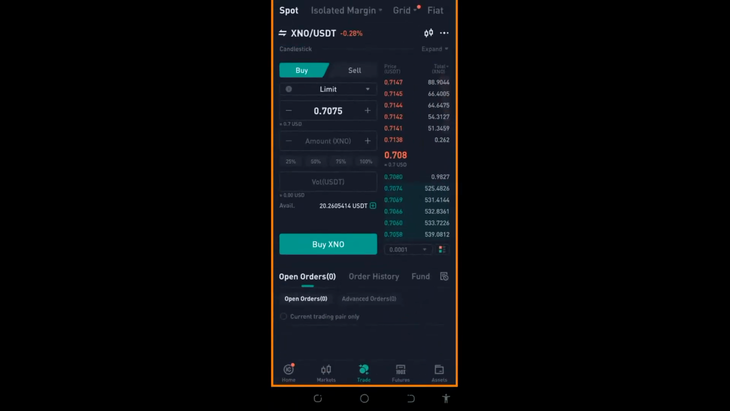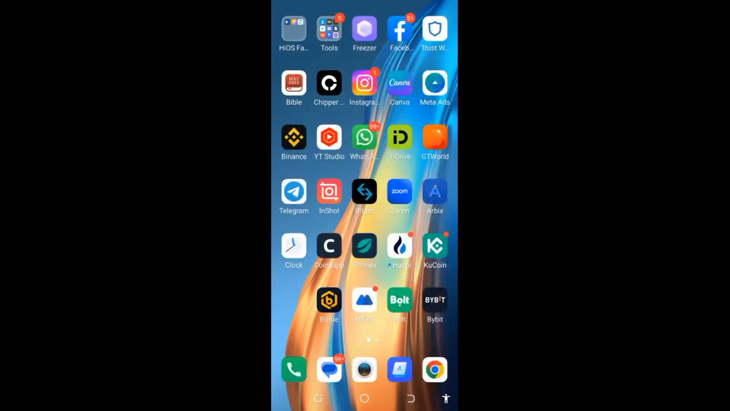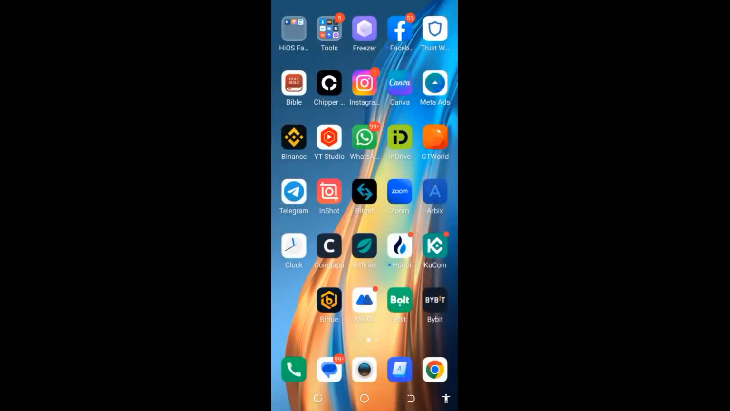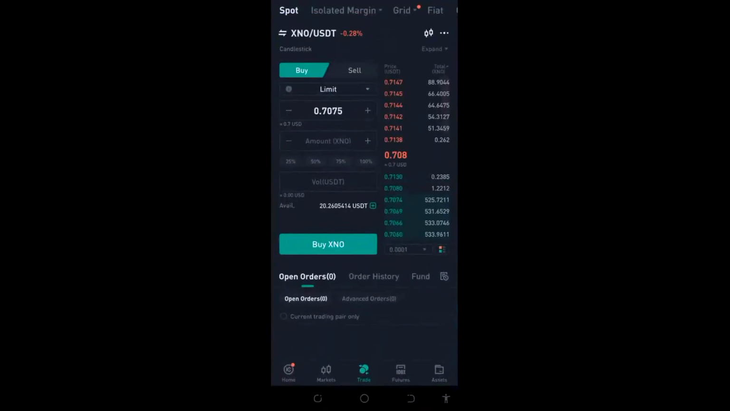And what is 26 cents? That should be 1.3% if I'm right. So let's just check. So that's 20. Don't forget, we started out with 20. So 20 times 1.3%. Am I right? So that's 26 cents. So let's go ahead and continue looking for other opportunities.